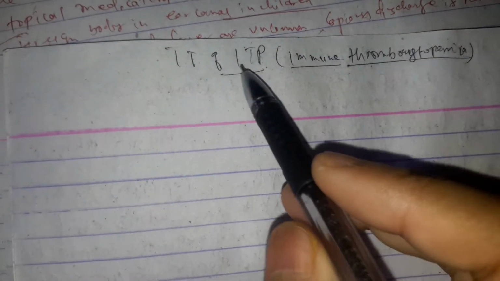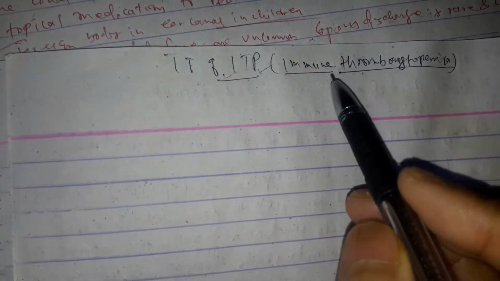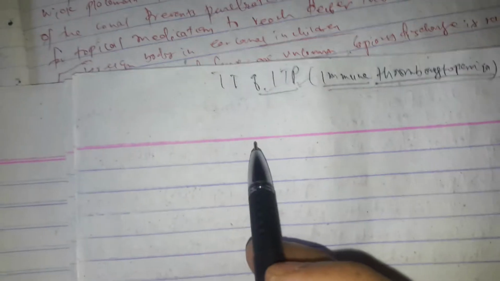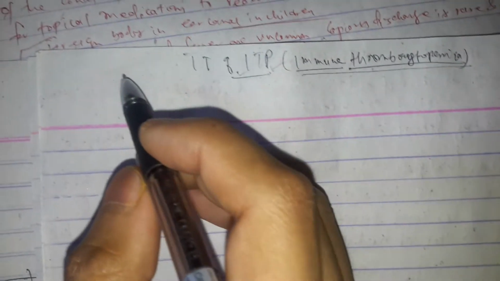There may be secondary causes, like infections, lymphoma, leukemia, or maybe due to drugs, SLE. So secondary causes are also there. So idiopathic is removed and purpura is removed, and the only new terminology is immune thrombocytopenia, okay. So let's talk about treatment.